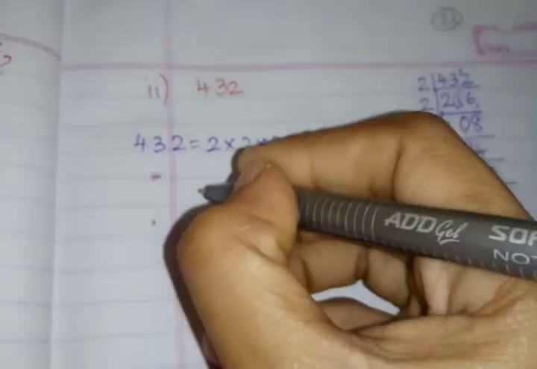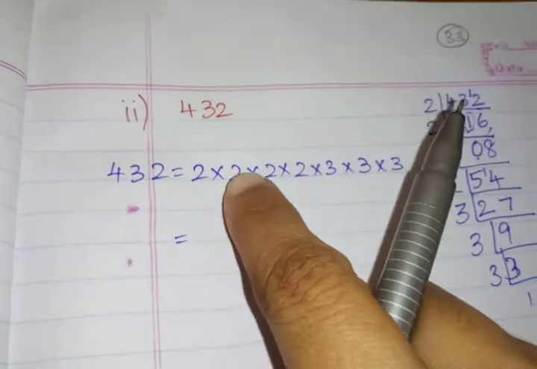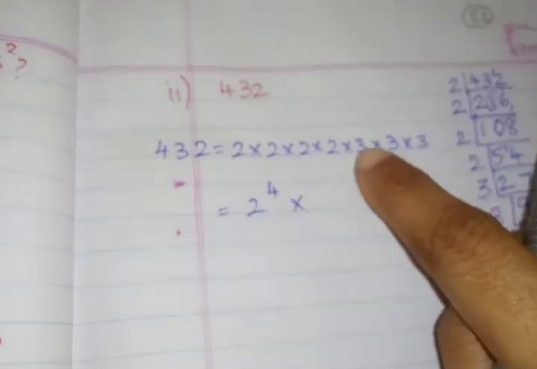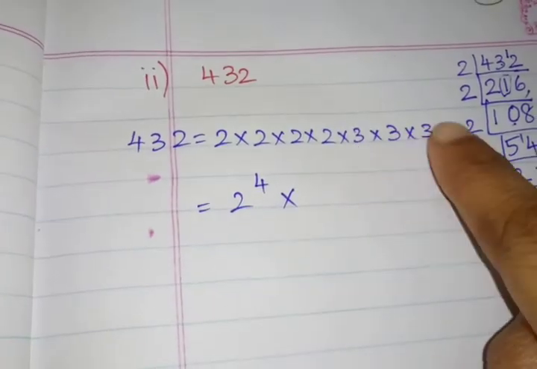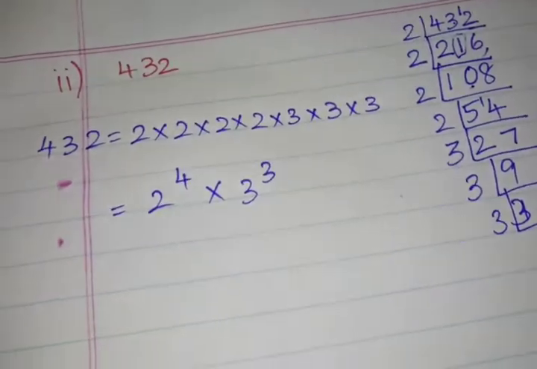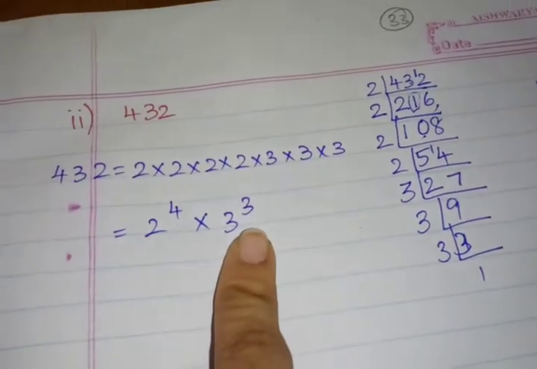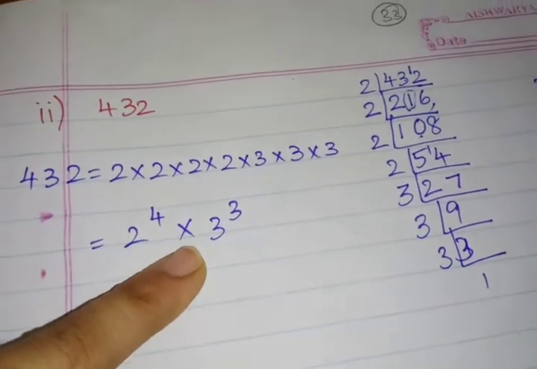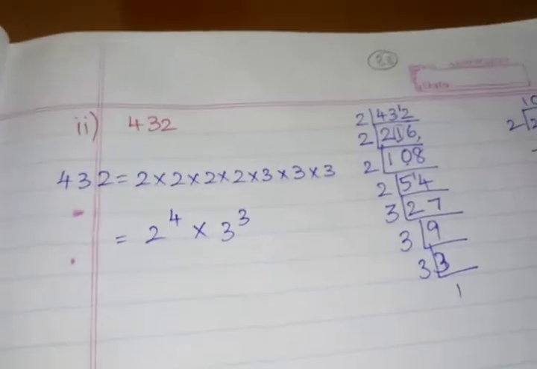So now 2 is used how many times? 1, 2, 3, 4. So 2 power 4, into 3 is used how many times? 1, 2, 3. So 3 cube. So 2 power 4 into 3 cube. So the number 432 is written as 2 power 4 into 3 cube. Understood? And the third question is your homework.